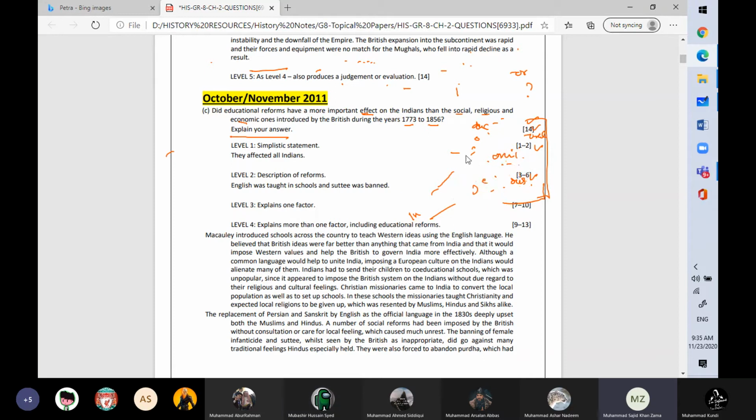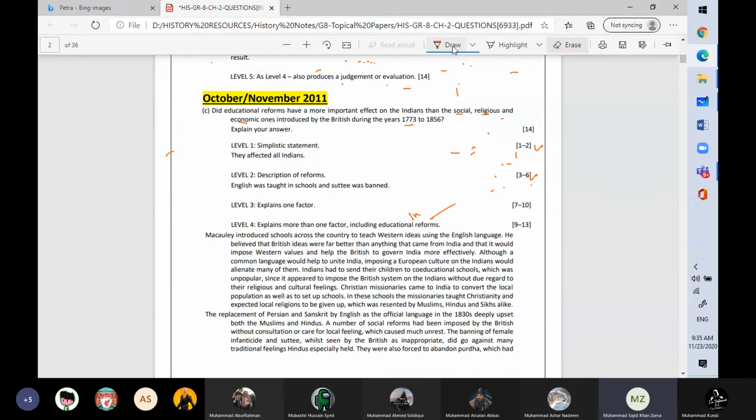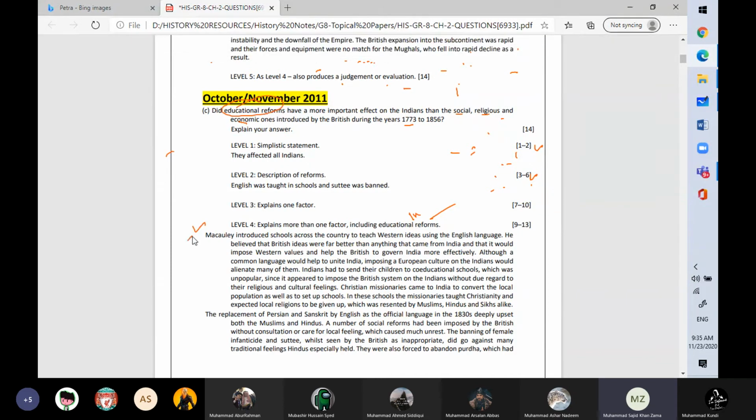Yes, sir. Now this is the pattern basically, and it goes like this. If you see here, the one which is done by the examiner, this educational reform, this is the first thing which is mentioned. Lord Macaulay introduced schools across the country, like explaining the educational reform. Is it clear? Yes, sir. So what is the first paragraph about? Educational reform.